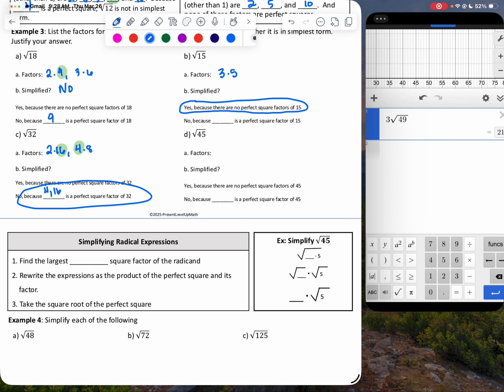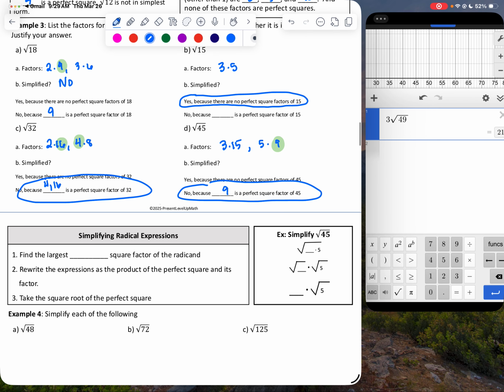All right, square root 45. Pause the video and try this problem on your own. All right, welcome back. For the factors of 45, I put 3 times 15 and 5 times 9. And then I noticed that there was a perfect square factor of 9. So I'm going to say no, because 9 is a perfect square factor of 45.